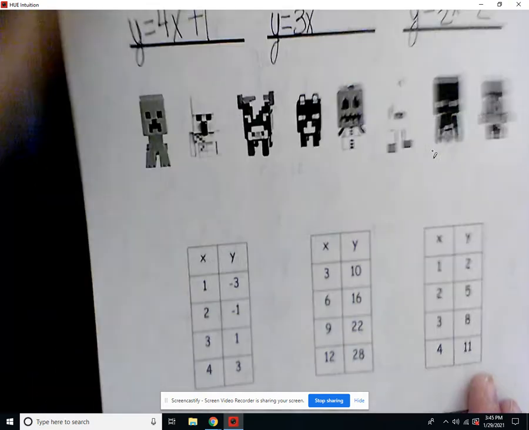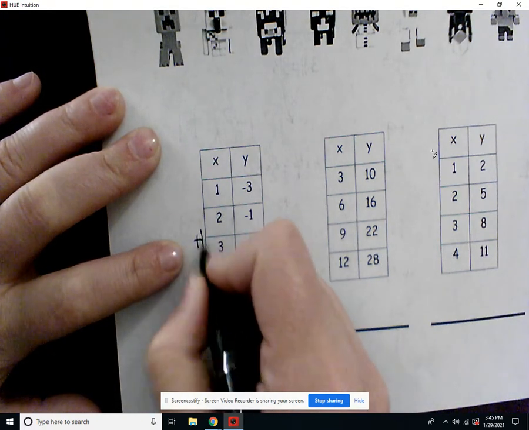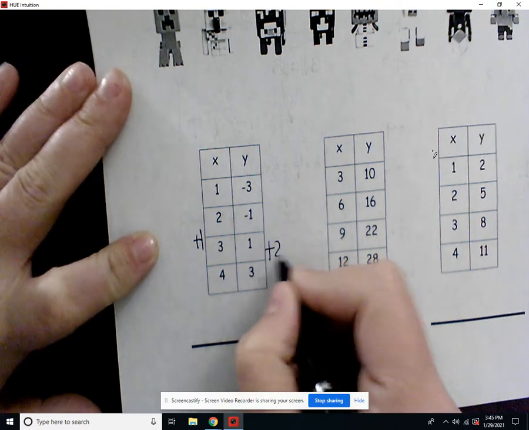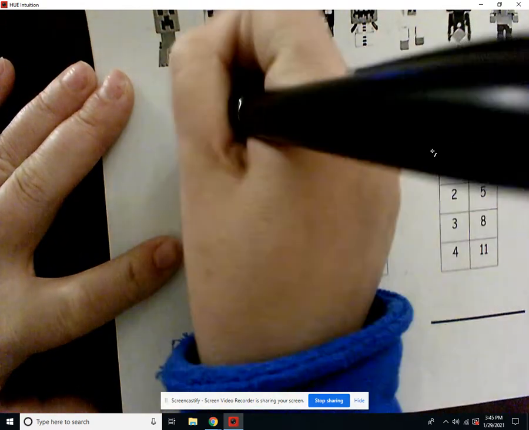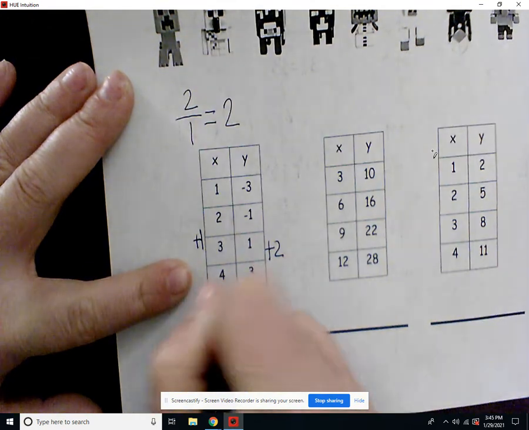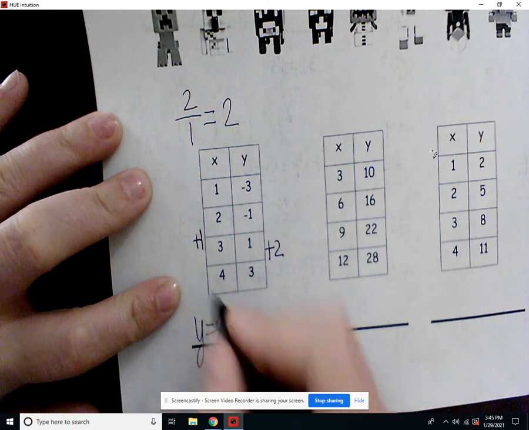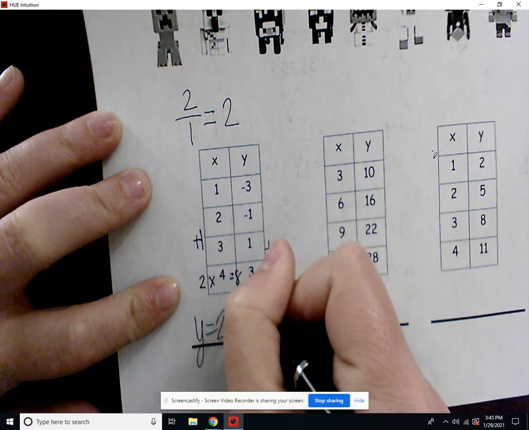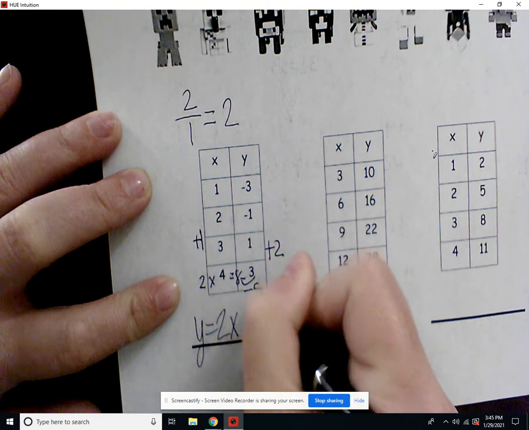Okay, 3 more. So x's are counting by 1s, and then they're negatives again, so skip and do the positive. So 1 to 3 is plus 2. So our y is 2. X is 1. So 2 over 1 is 2. We have y equals 2x. I'm going to pick 4, just because it's at the bottom. 2 times 4 is 8. And how do I get from 8 to 3? Minus 5.